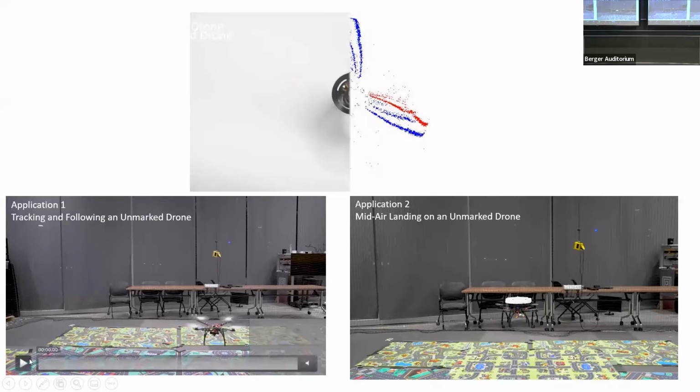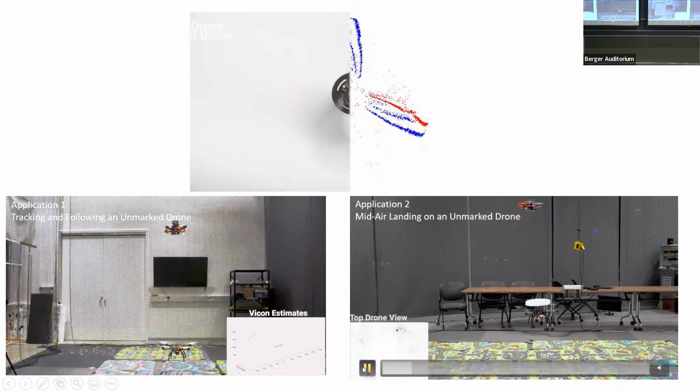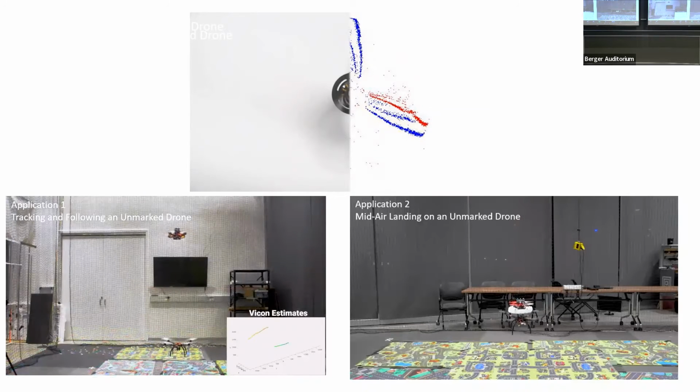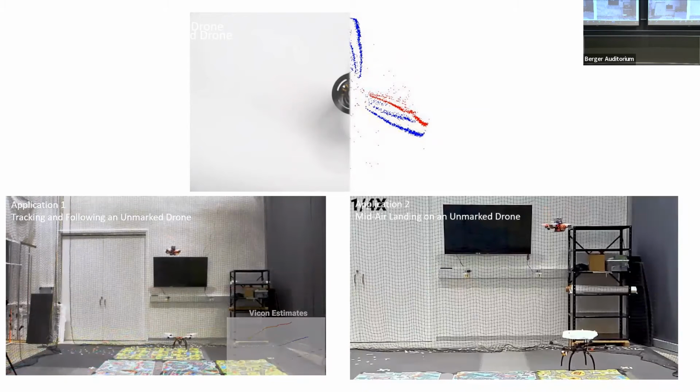So now this can be used, for example, in an application where we track another drone and follow an unmarked drone, because you see the propeller, you have models. Or for mid-air landing. These are such individual tasks.